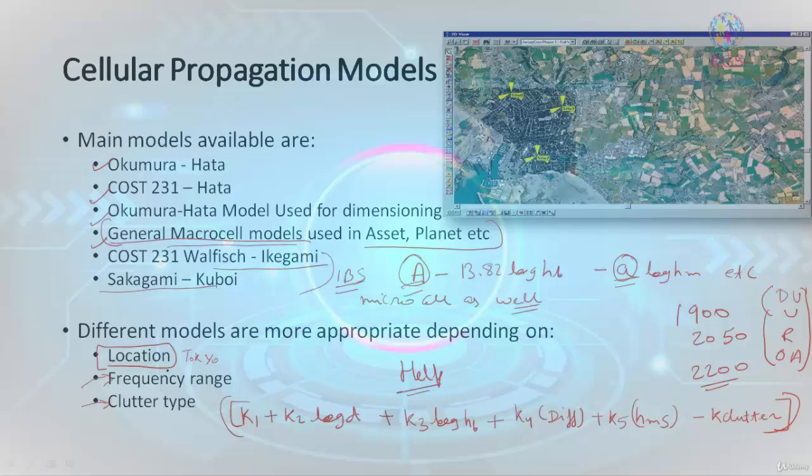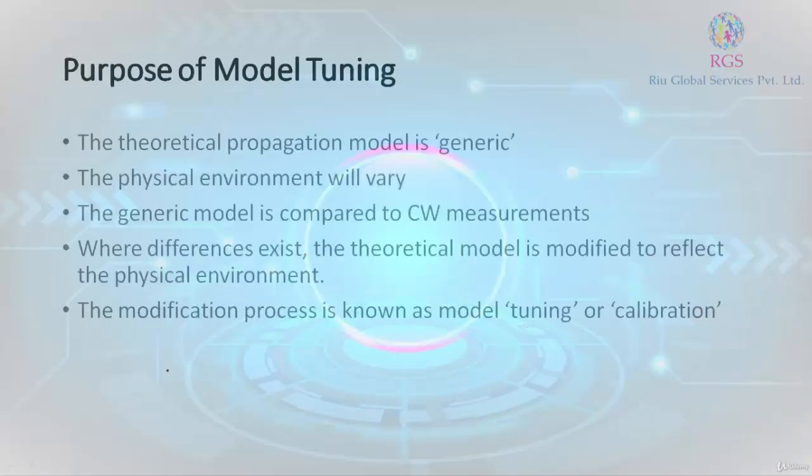All right. So now when you know about the cellular propagation model, the next thing for us to know is what and how these propagation models could be tuned, which is known as propagation model tuning. Now, what is the purpose of model tuning? You may already tell me that there are predefined values in Atoll and Asset and in Planet which I can use, right? So why do I need to tune a propagation model?